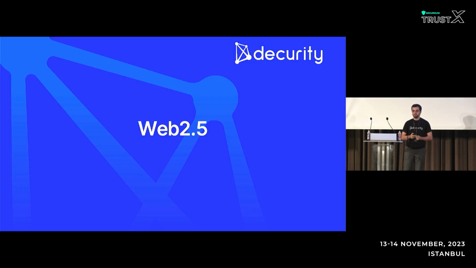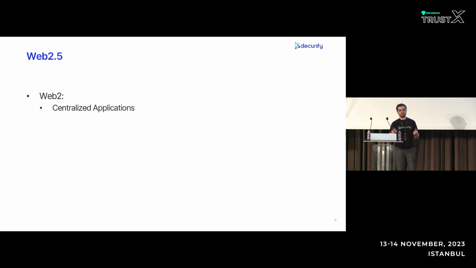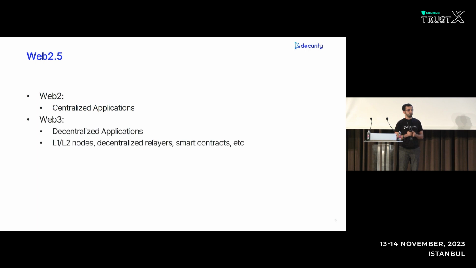So, Web 2.5, what is it? Let's start from Web 2. Right? I think everyone here has more or less the same understanding about what is Web 2. Most of us think of Web 2 as about centralized applications. That is, applications that run on a single machine or on a distributed infrastructure, but it's not based on consensus. Whereas Web 3 is the decentralized world, and here the applications run on multiple parties, and there is a consensus algorithm. So these are the blockchain nodes, the relayers, the smart contracts, and such.